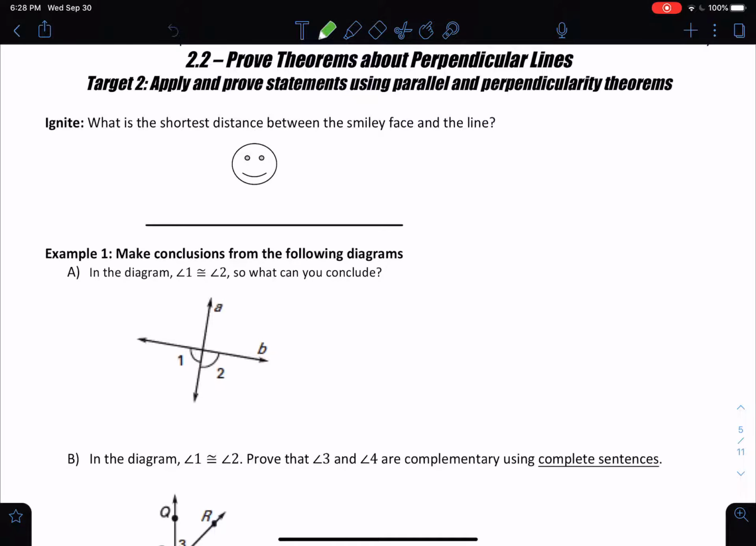Alright, in this video we're going to prove theorems about perpendicular lines. So we're going to delve a little bit deeper into what we can conclude when we're dealing with perpendicularity.